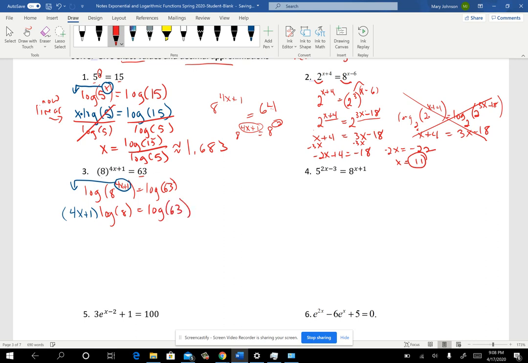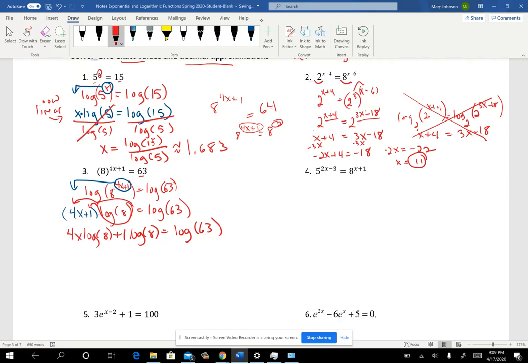Now at this point, algebraically, you might think, well, I'm going to divide by the log of 8, and that'd be okay, but this particular problem gets pretty messy because of that 4x plus 1. So I like to go ahead and distribute this. So I would get 4x log of 8 plus 1 log of 8 equals the log of 63.